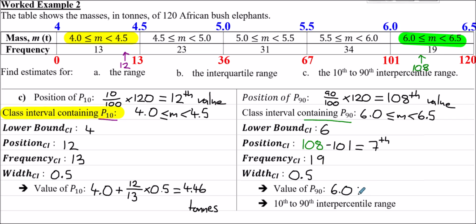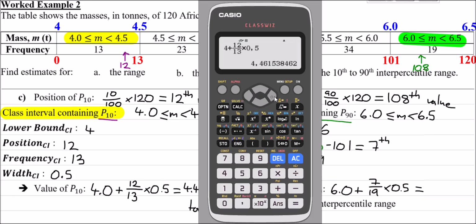Then we're going to add in 7 over 19, because it's the 7th one in out of the 19 values in this interval. So 7/19 of the width of that interval. So we work this one out. So 6.0, or just 6, plus 7/19 multiplied by 0.5. That gives us, to three significant figures, a value of 6.18 tons.